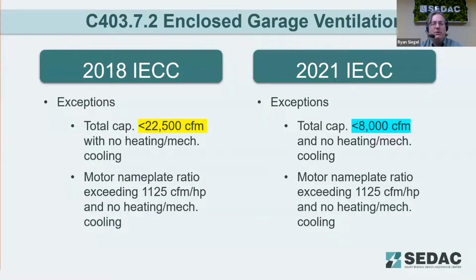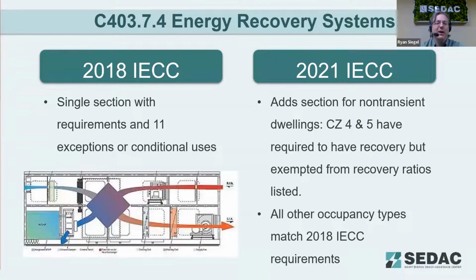Enclosed garage ventilation, this is one area where there was a substantial difference between ASHRAE 90.1 and the IECC. Here we've seen the IECC really bring that capacity down for enclosed garage ventilation, requiring demand controlled ventilation for these spaces, and trying to catch some of these, I'll say smaller parking garages. But I mean, 8,000 CFM is still a fair bit of air there.